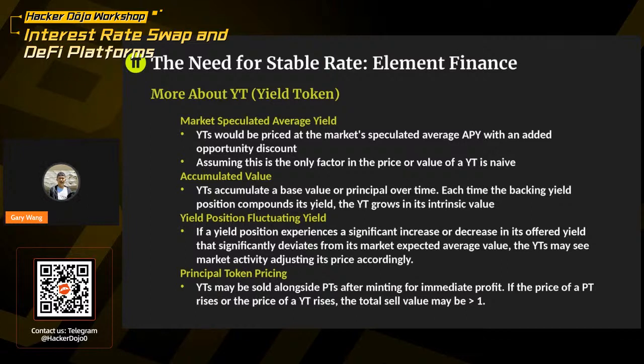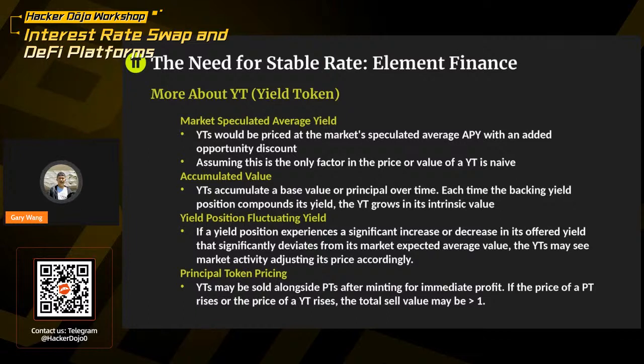Despite this, it is easy to explain this kind of market speculation functionality for the yield tokens. Assuming this is the only factor of the price or value of the yield token is naive, because the yield tokens will have the following 3 different usages. The first usage is to use it as accumulated value. The yield tokens will accumulate a base value of principal over time. This is because the Element protocol will deposit the original token into the yield generating pools for you. So the Element protocol does not generate yield by itself; it generates yield by depositing into other protocols.